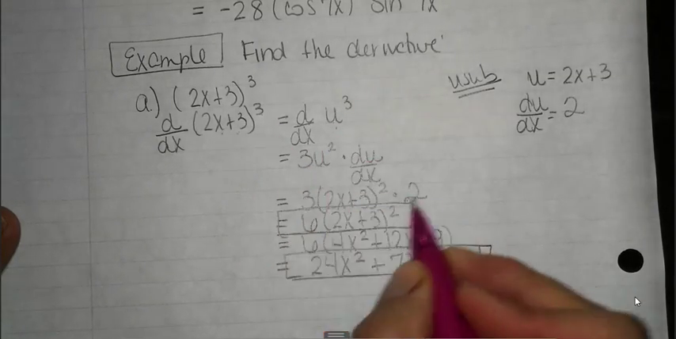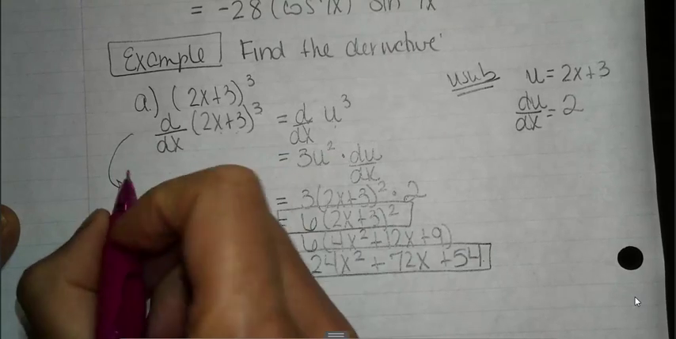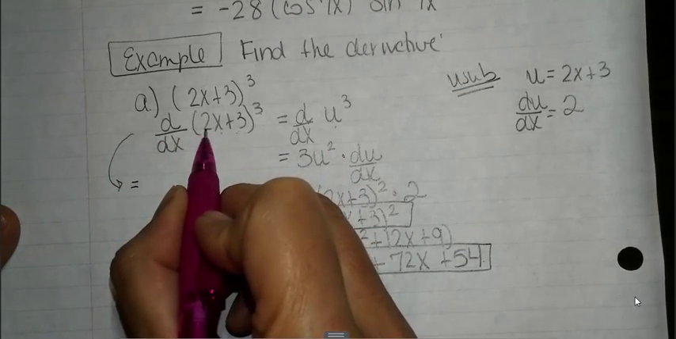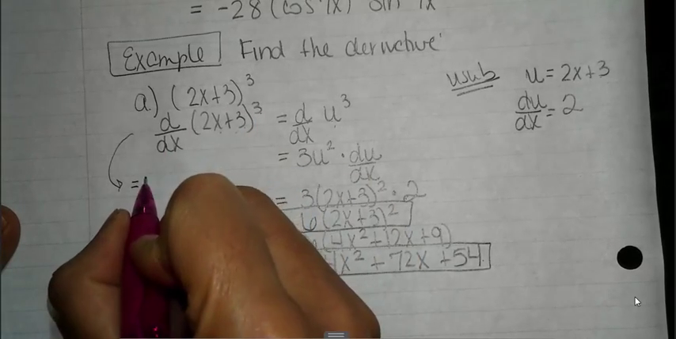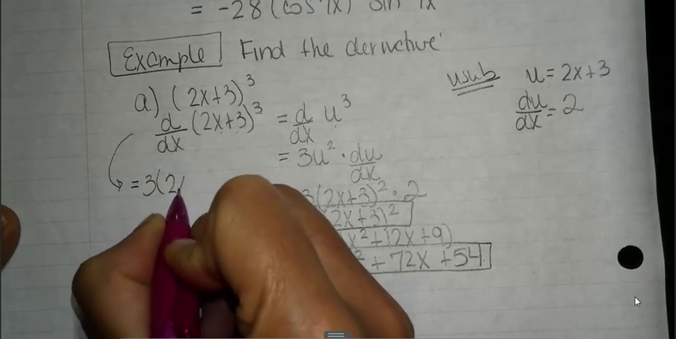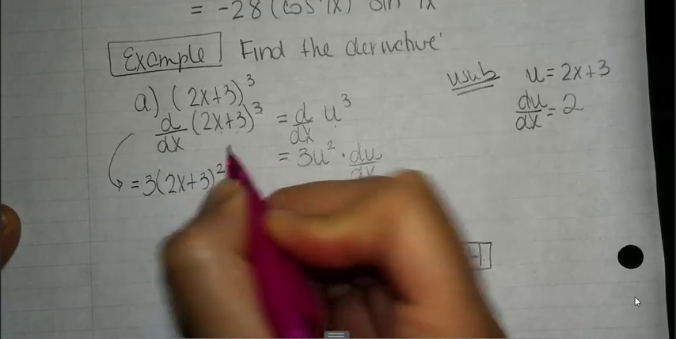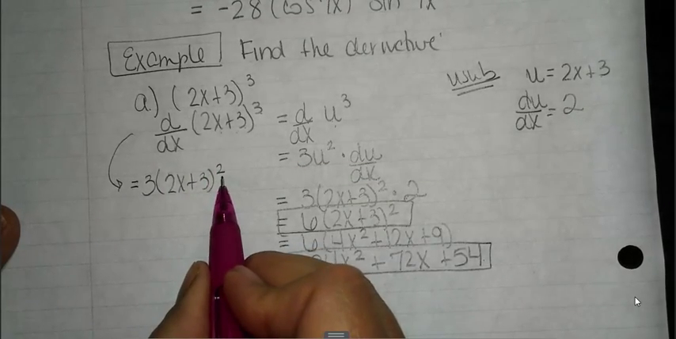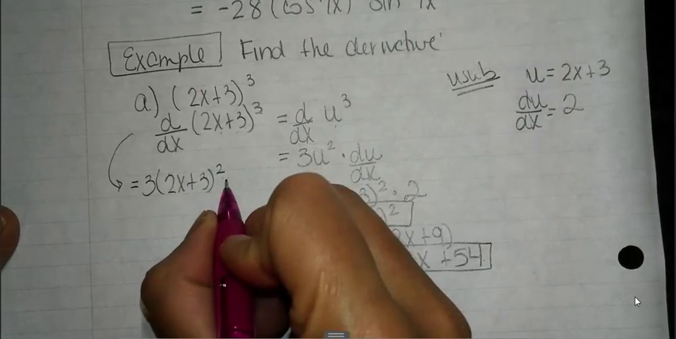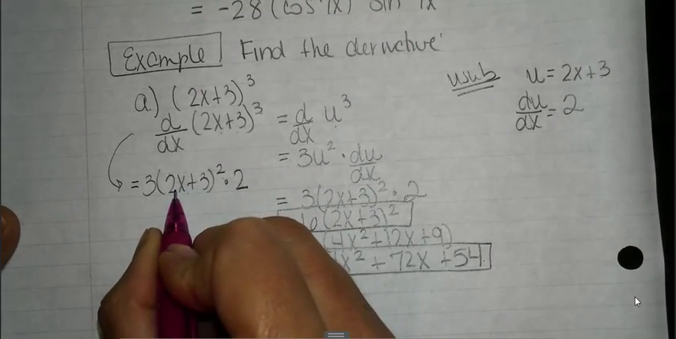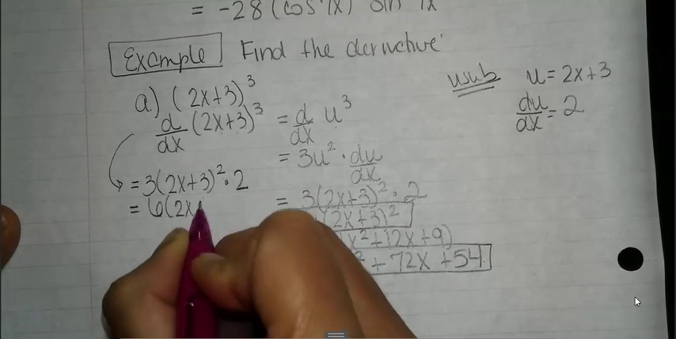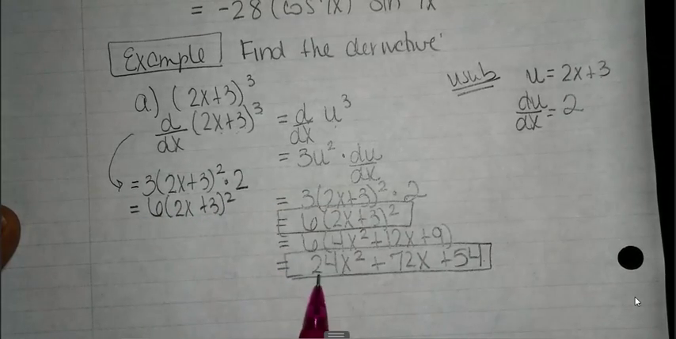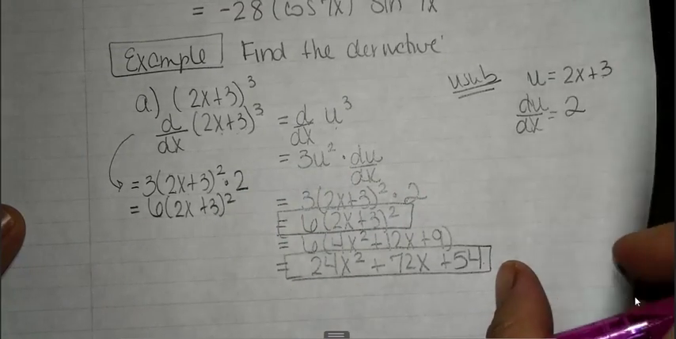So another way without using u that I could do this would be to say, well, the inside function is 2x plus 3. So let me start with the outside function, which is this 3. I'm going to bring down the 3, leave the inside function alone and take it to 1 power less. Now I'll take the derivative of the inside function, which is basically 2. And bam, I'm done. And then I could distribute it, and I'd end up with the same exact answer. All right, so there's one.